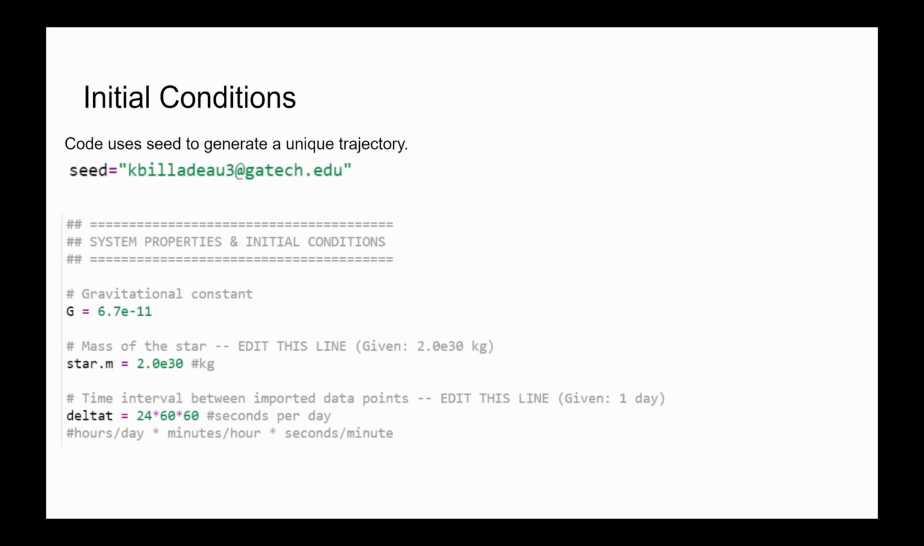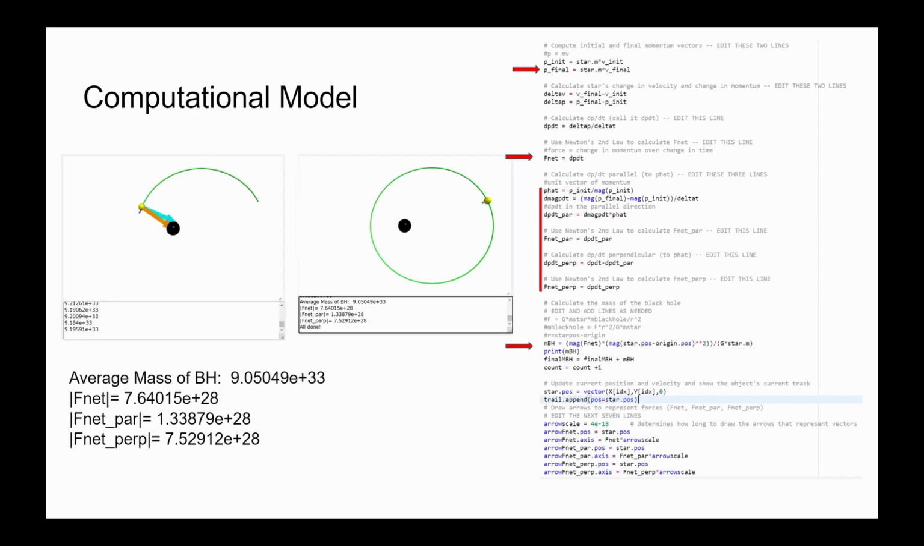All right, so for part 1, the initial conditions will be using a C to generate a unique trajectory. And then we will have the gravitational constant, the mass of the star, and the delta t, which will be 1 day as defined below. For the computational model, we have defined our momentums using the mv equation. We did use the F net equals dp dt equation, and the parallel and perpendicular components of the forces and momentums, change of momentums.